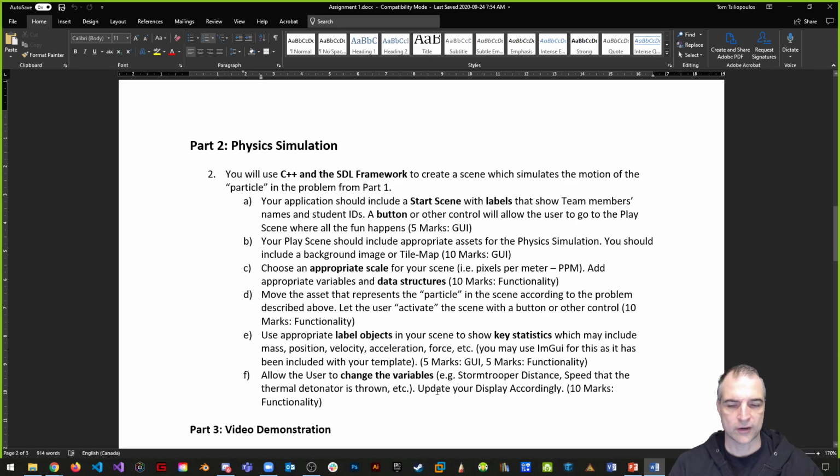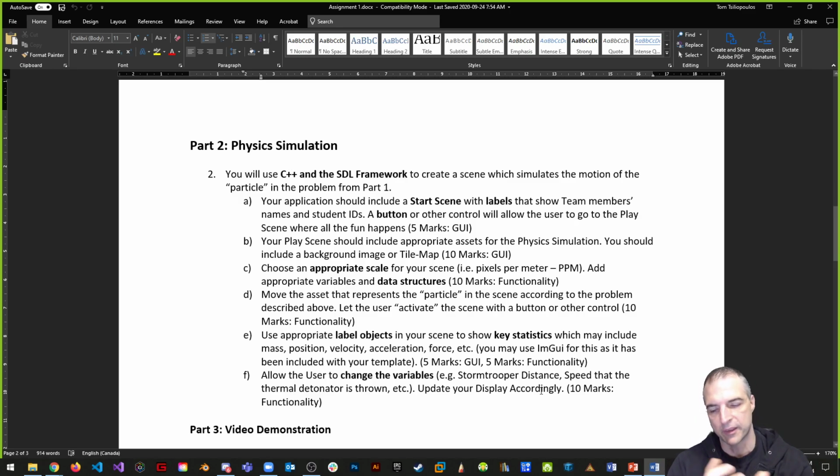Allow the user to change variables. So stormtrooper distance, the speed that the thermal detonator is thrown, etc. Update your display accordingly. So if I modify the weight of my thermal detonator, the speed at which the Wookiee throws the thermal detonator, the distance from the stormtroopers and all that kind of stuff, then I should be able to modify those values, play with those values in my physics simulation, and then see what the results look like.